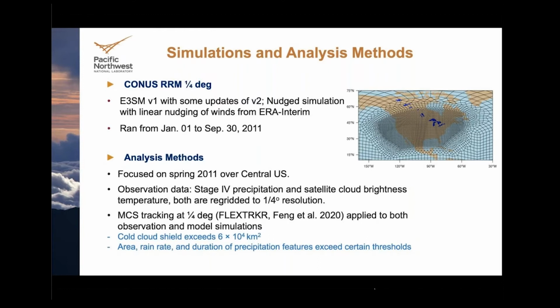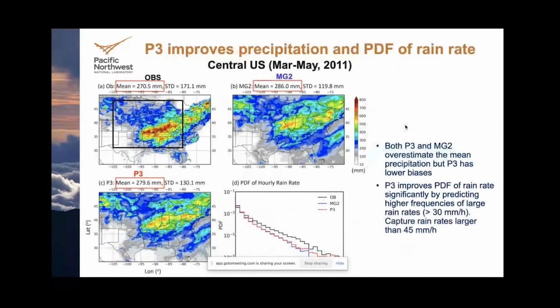And there's a couple of observational data we regridded to 1/4 degree, used for model evaluation and for the MCS tracking. So the MCS tracking at 1/4 degree was developed under CMDV. This tracking scheme is applied to both observations and the model simulations.